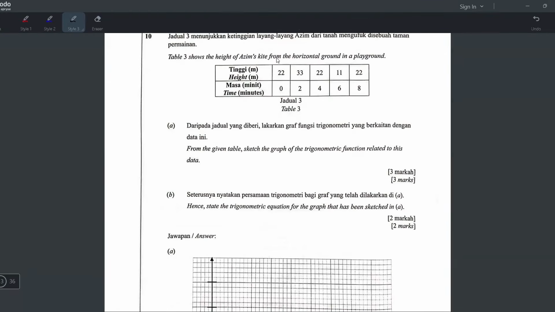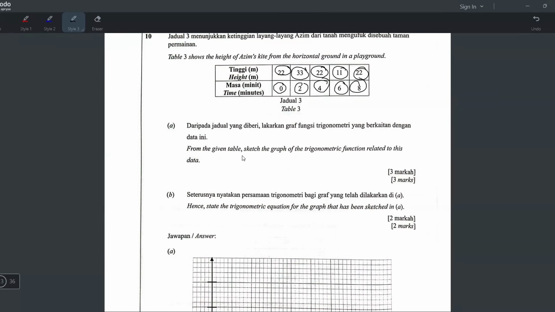Table 3 shows the height of Azim's kite from the horizontal ground in the playground. Height of Azim's kite. So definitely these are all the vertical height lah. So height is 22, 33. Wait, what? Okay, I'm not sure which one is the x-axis, but it's okay. When the time minutes is 0 minutes, the height is 22. 2 minutes, when the minutes is 2, is 33 meters. Okay, understand? And then when it's at after 4 minutes, the height is 22. 6 minutes is 11, 8 minutes is 22. Yeah, so it's like keep going up and down lah.